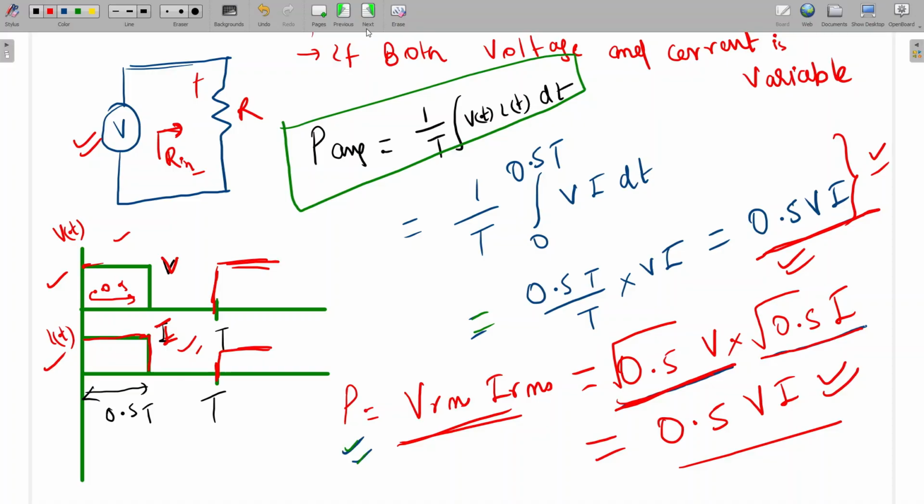Is it clear to all? Sir, the average formula you mentioned is verified. See, this is the fundamental average formula. You have studied it in signals and systems also. What is the average power of any signal?